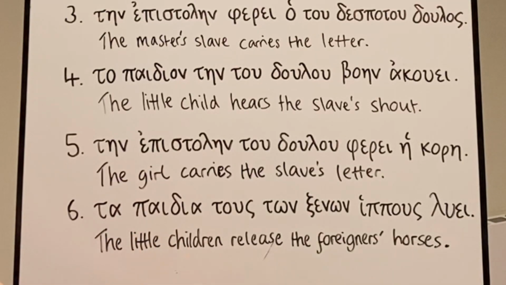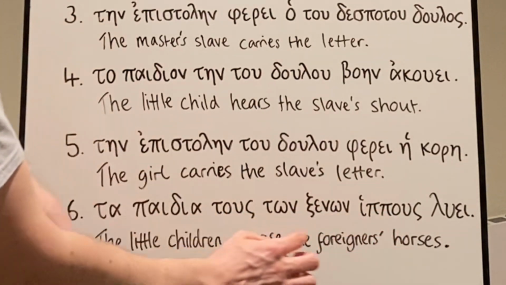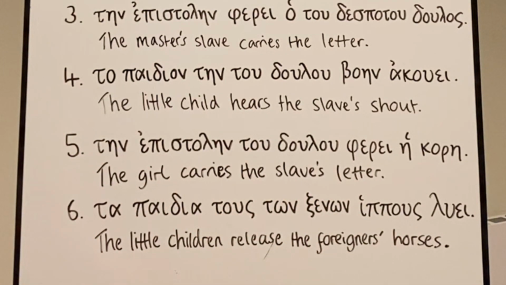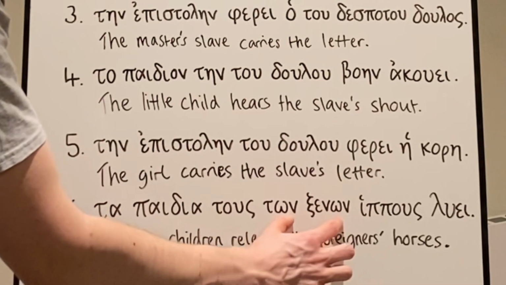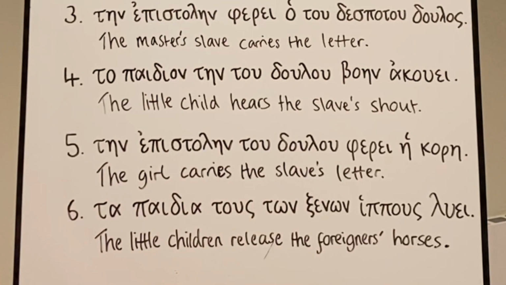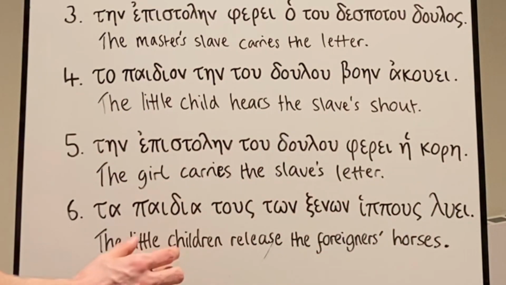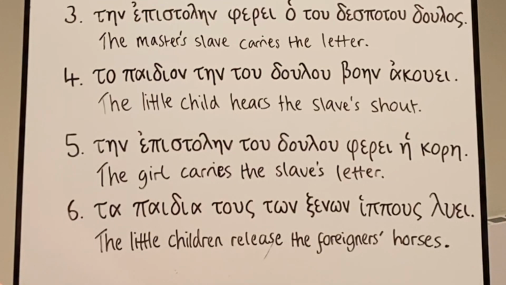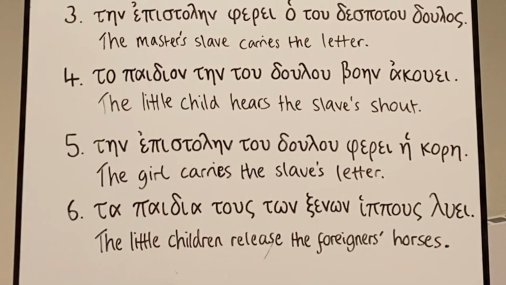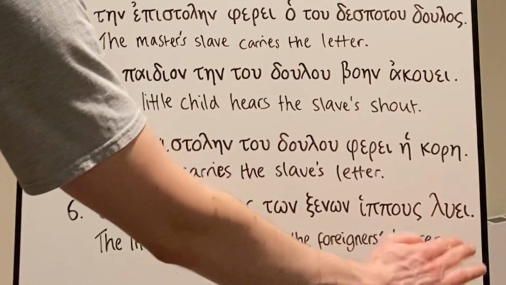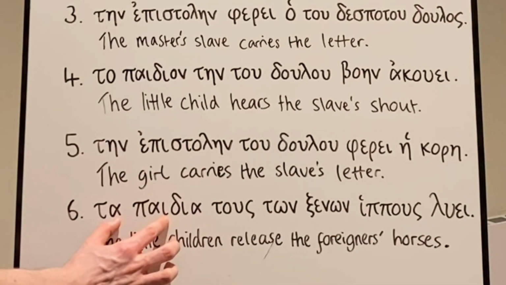Anyway, ta paidia is a neuter plural subject going with a third person singular verb, so the little children release the horses, so we had to recognise that the horses were in the plural as well as accusative, of the foreigners. So we also had to recognise that it was the foreigners rather than just the foreigner. So there was a schnurb to recognise with a neuter plural subject, and you also had to recognise an accusative plural and a genitive plural. So there were lots of plurals there, and you had a schnurb used for good measure. You had a third person singular verb that's third person singular because it has a neuter plural subject.